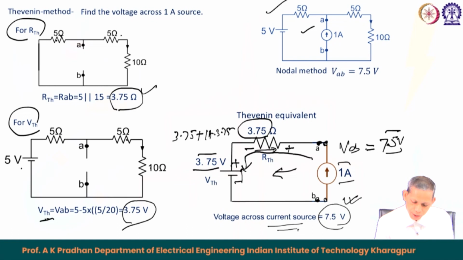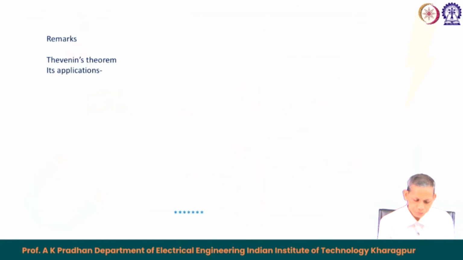In conclusion, we see that the voltage across the current source happens to be 7.5 volt. So, using the nodal method we find it to be 7.5 volt, and we verify through Thevenin's approach that this voltage is also 7.5 volts. So, it implies that we can apply the Thevenin's equivalent by replacing the current source also, or resistance, voltage source, whatever is the element here.